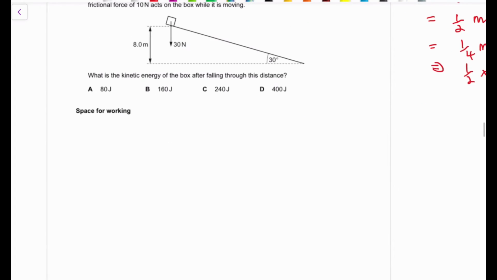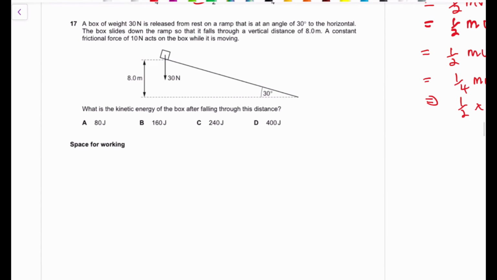Very important, guys. Moving to question 17. We've been given a box of weight 30 resting on a ramp that is at an angle of 30 degrees. I don't know who decided to leave a box on a ramp, but it's just going to slide down, and then it's going to fall a distance of 8 meters. So you want to find the kinetic energy of the box after falling through this distance.